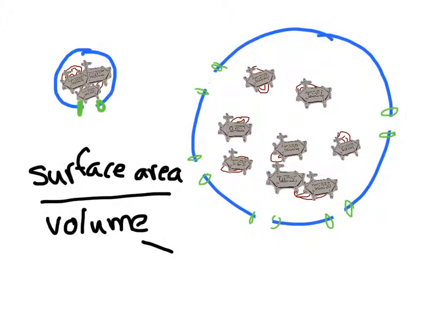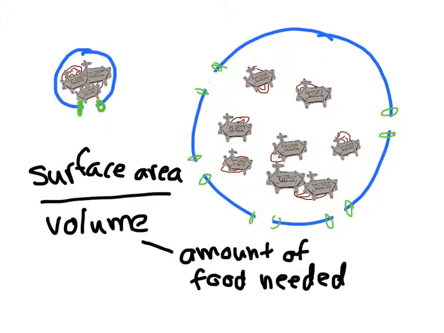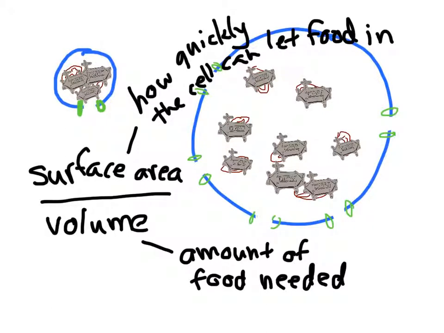Volume represents the amount of food needed, and the surface area represents how quickly the cell can get it. The higher this ratio, the more surface area the cell will have to feed its volume, and the more efficient the cell will be. Knowing this, which of the following cells would be the most efficient?